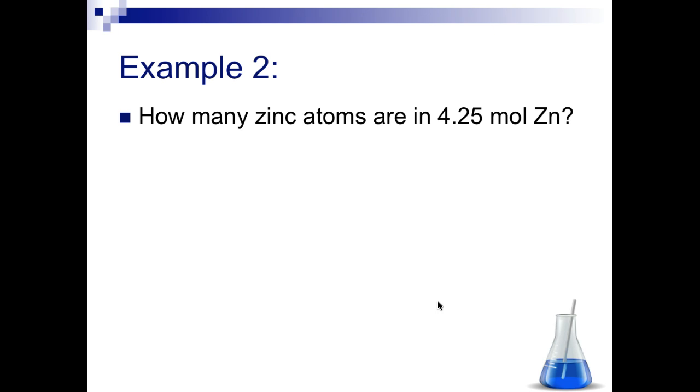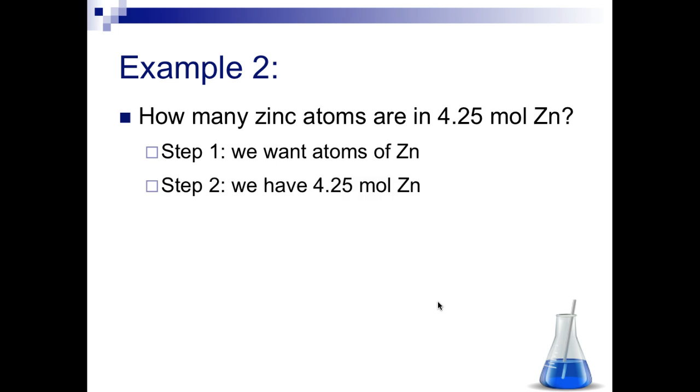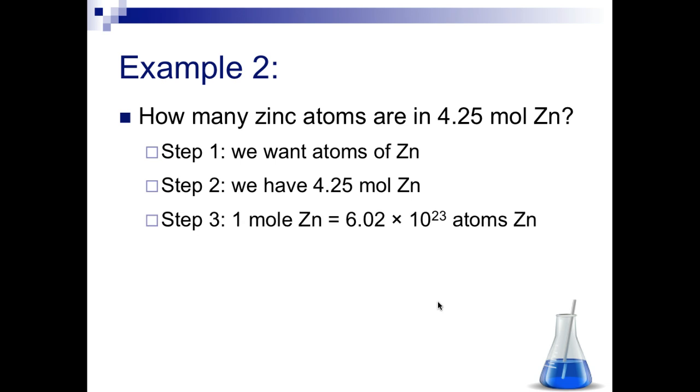Let's look at example problem 2. How many zinc atoms are in 4.25 moles of zinc? Let's do our steps again. First, what do we want? We want atoms of zinc. What were we given? We were given that we were starting off with 4.25 moles of zinc. And what's our conversion factor? Our conversion factor is that we have 1 mole of zinc, which is going to be equal to 6.02 times 10 to the 23rd atoms of zinc.